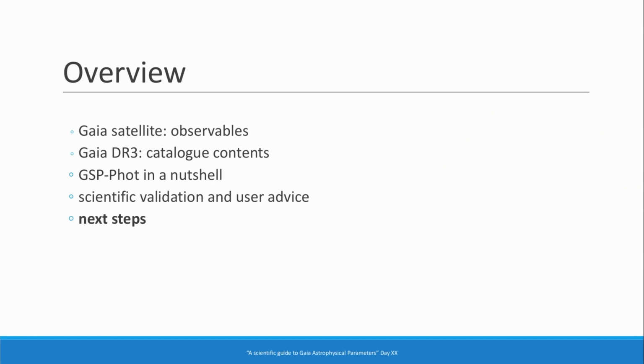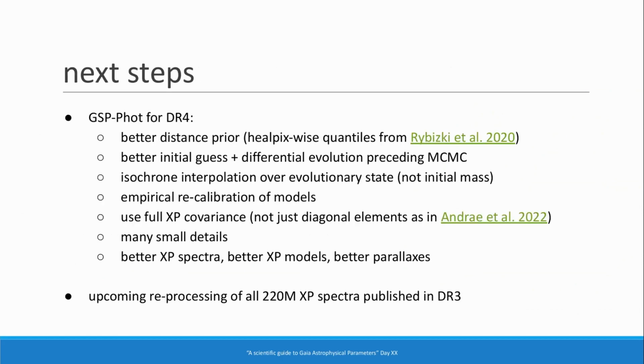Okay, so very quickly, what are the next steps for GSPPhot? So obviously, GSPPhot will also run in data release 4. And we have implemented several improvements following data release 3. Most importantly, we've now used a better distance prior, so this problem with the underestimated distances is now fixed. We also improved the initial guess for the MCMC, so the rate of outliers is much reduced. And then some other details like we improved the way we interpolate over isochrones. We empirically recalibrated the models we are using in order to compensate for their mismatches.